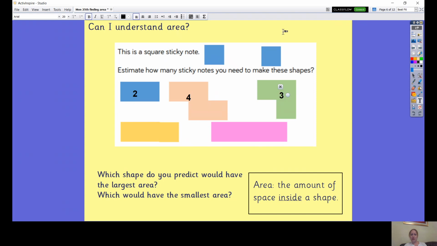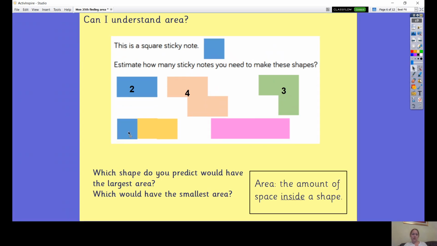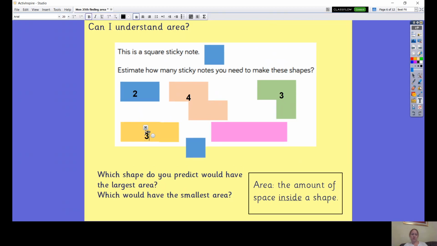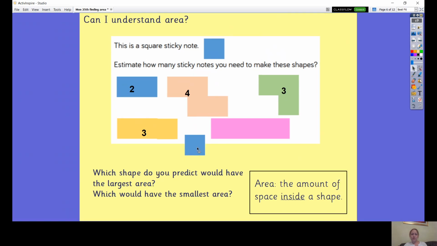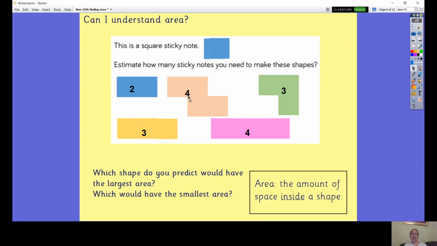Pop a 3 on there. And then the next one has an area of 1, 2, 3 sticky notes also. So that's got the same area as the sage green one. And then this last one, let's try this one. It has an area of 1, 2, 3, 4 sticky notes. Don't usually measure area in sticky notes. We'll get to what we do measure them in just a second.